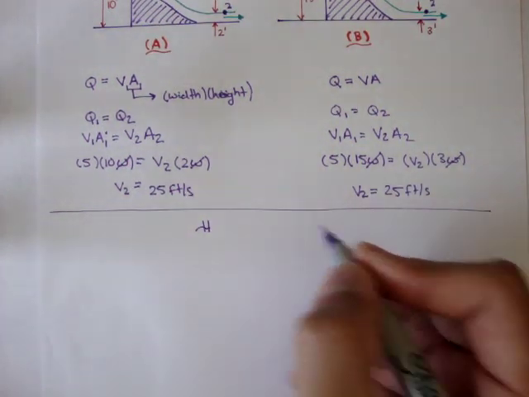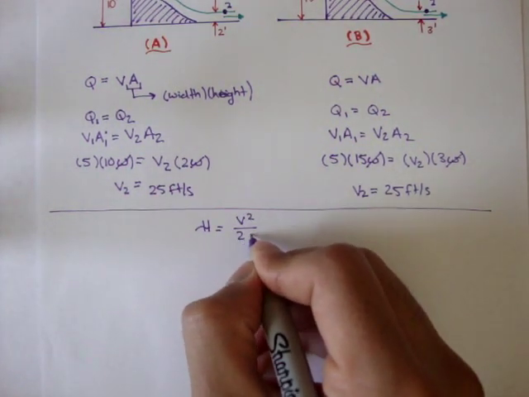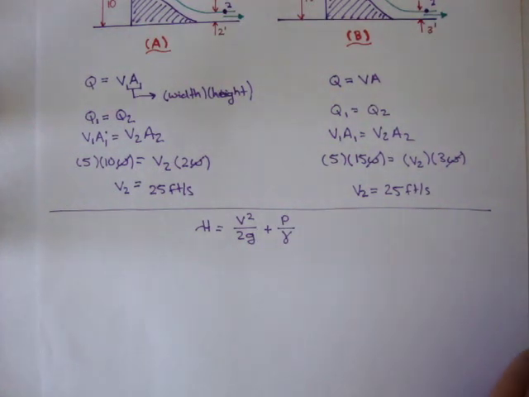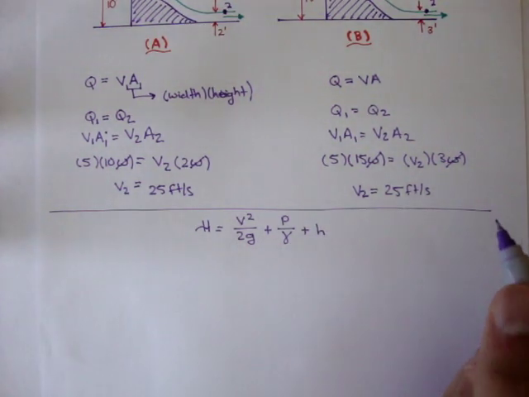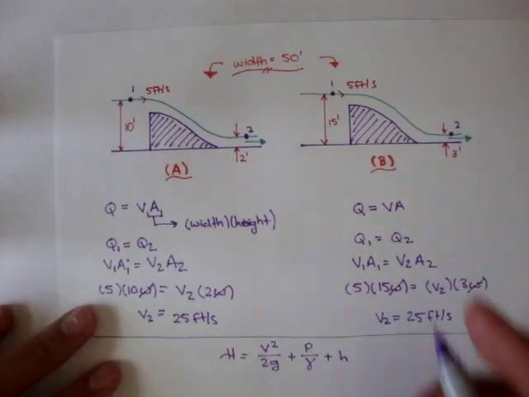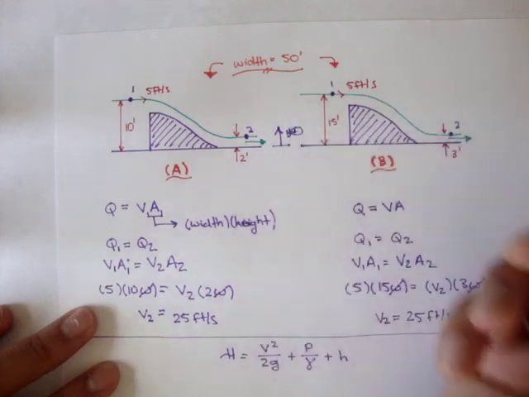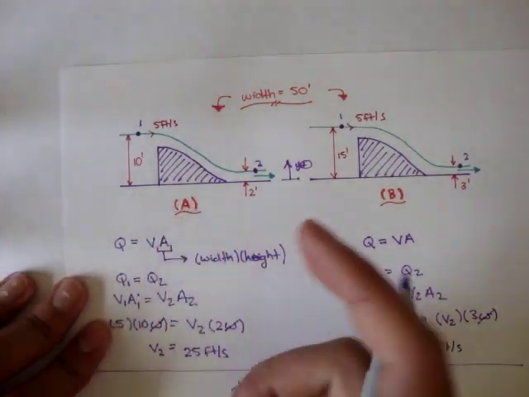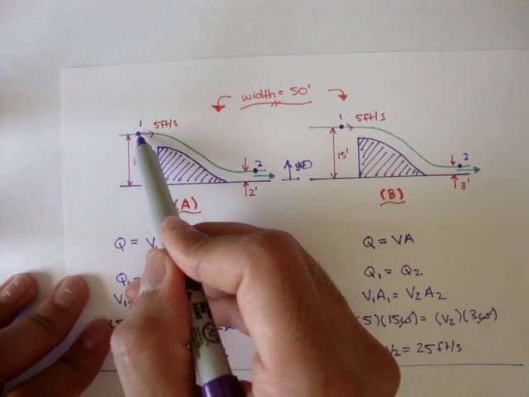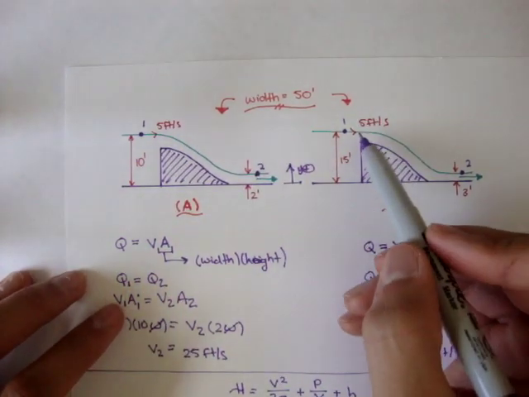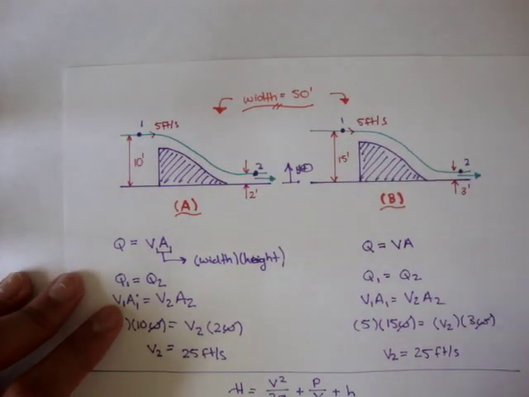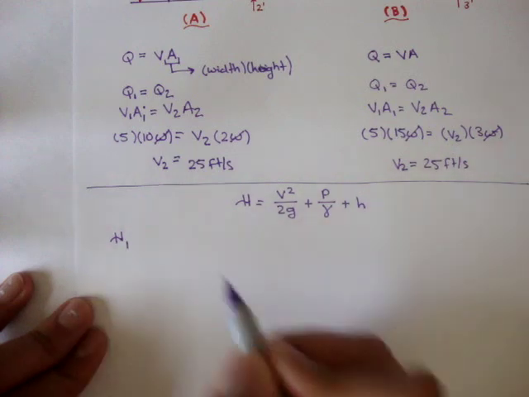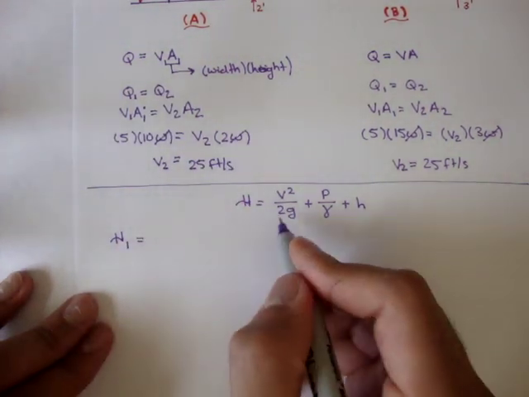And remember, let me draw a line, our total energy head is equal to the velocity squared over 2 times gravity, plus the pressure over the specific weight of the fluid we're studying, gamma, plus the height relative to an established datum. The datum we'll just put here for both of them, y positive. This is zero elevation. For scenario A, we can find the total energy head at point 1 and compare it to point 2. The same thing for B. So let's work on the A side first. The total energy head at point 1 for the A side is going to be equal to all of this.